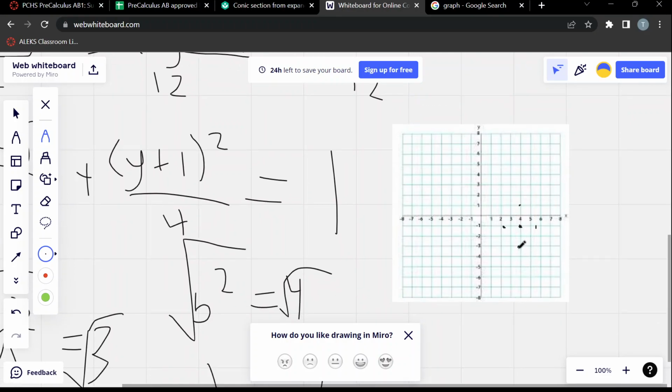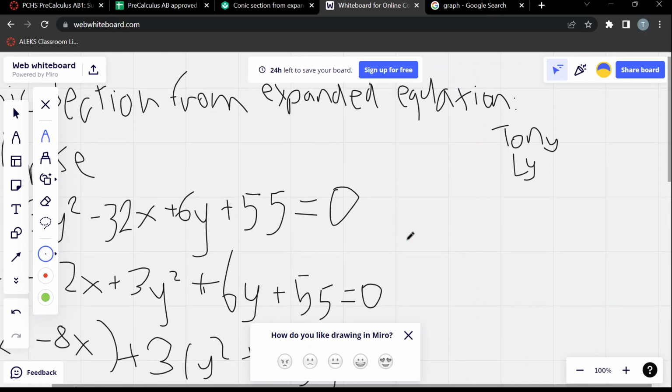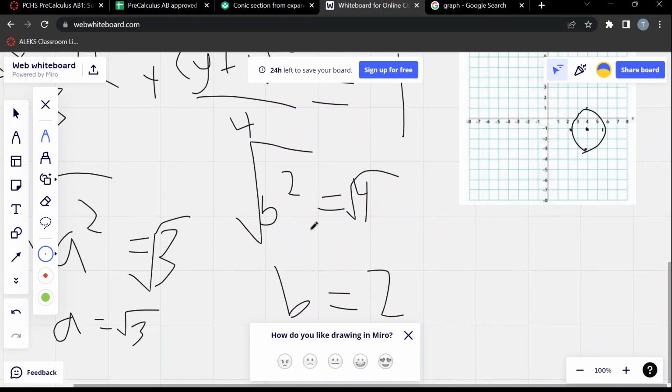And we can graph this ellipse. This is how we can turn the expanded equation of an ellipse into the standard equation and then graph the equation.